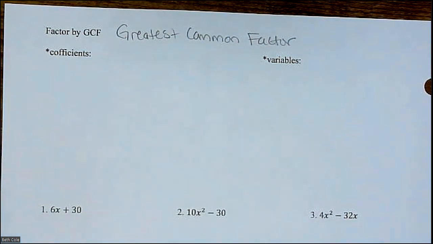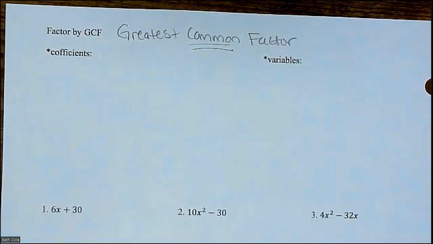So this is distributing, but backwards. You are undistributing. You are factoring something out instead of multiplying it through. And the most important word out of that is not greatest, it is common. They have to have something in common. Can you take $10 from someone that only has 9? No. So they have to have whatever it is in common.